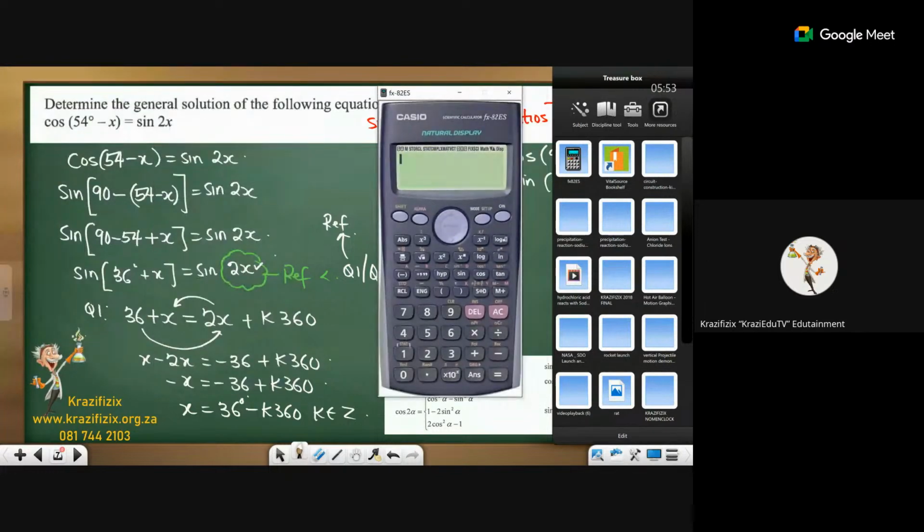Our x is 36. Okay, so cos(54 - 36). What are we getting on the left? 0.9510. All right, you remember that value? Okay, sin(2 times 36) gives the same answer. So it means we are perfectly fine. You check before you move. Don't have an accumulation of error.